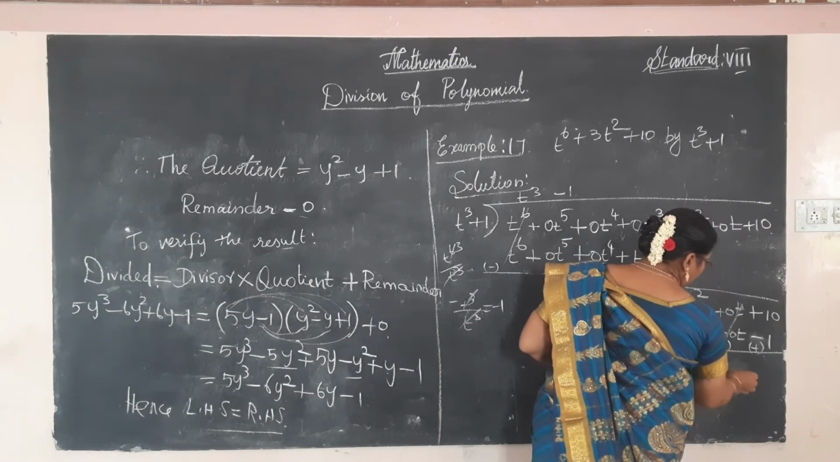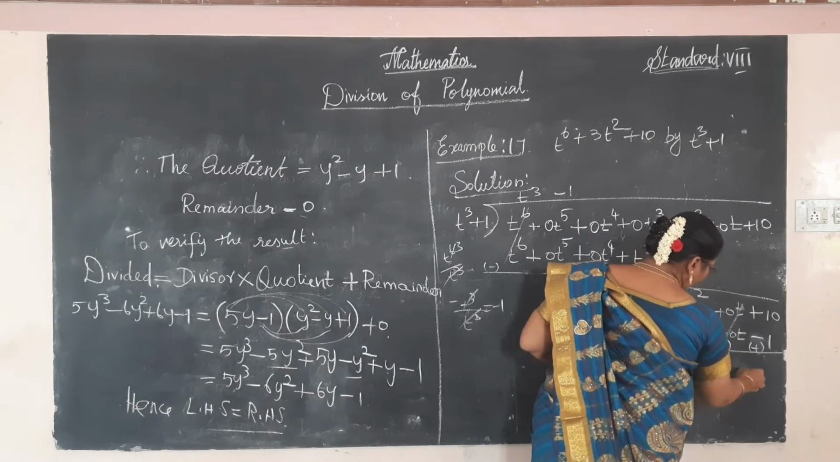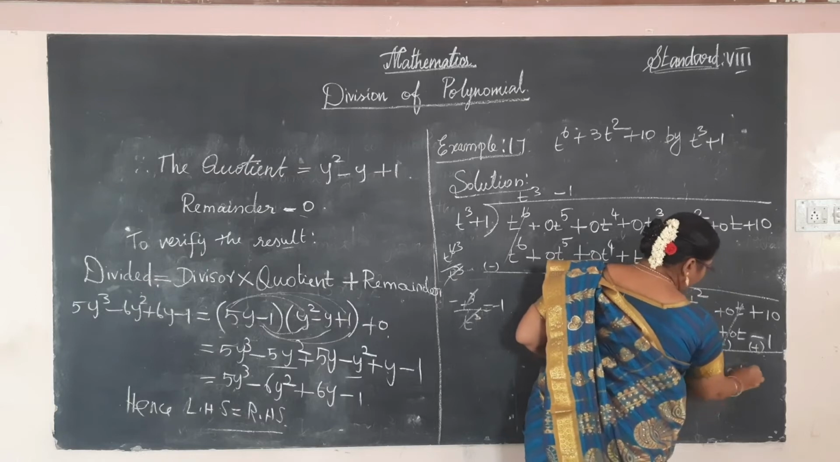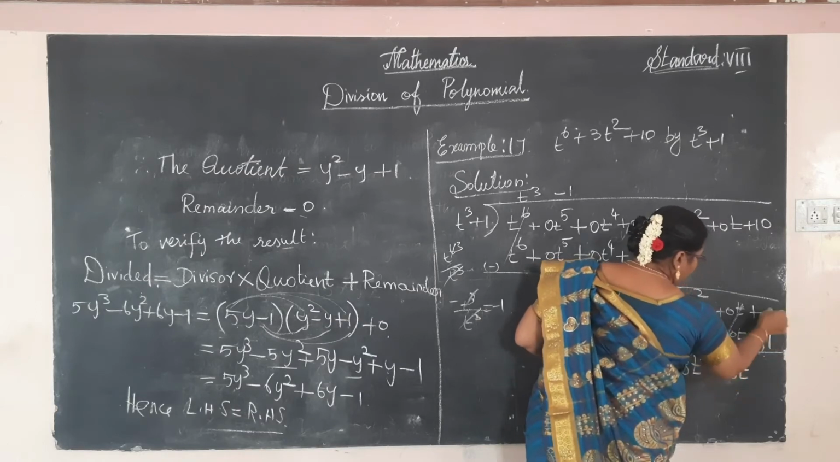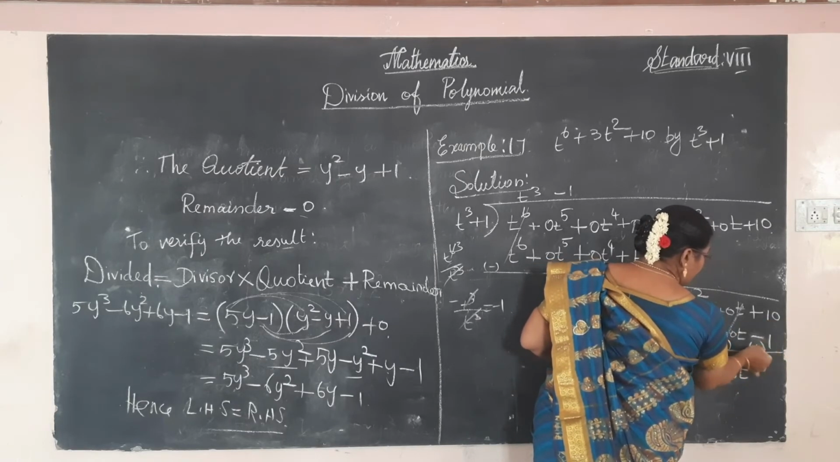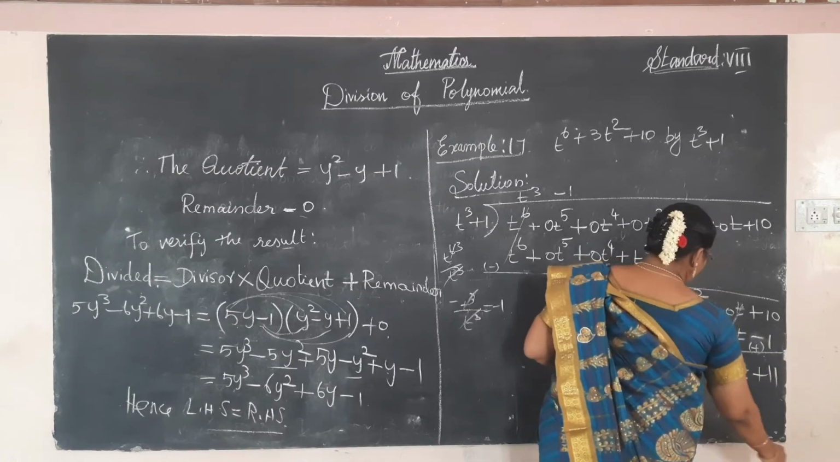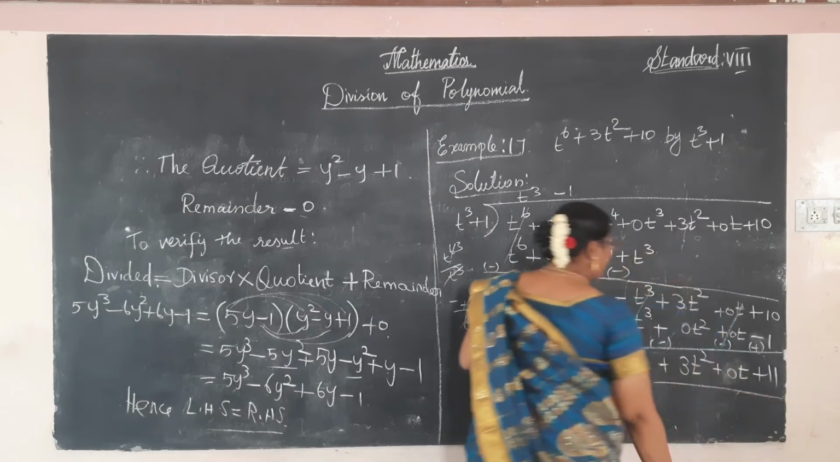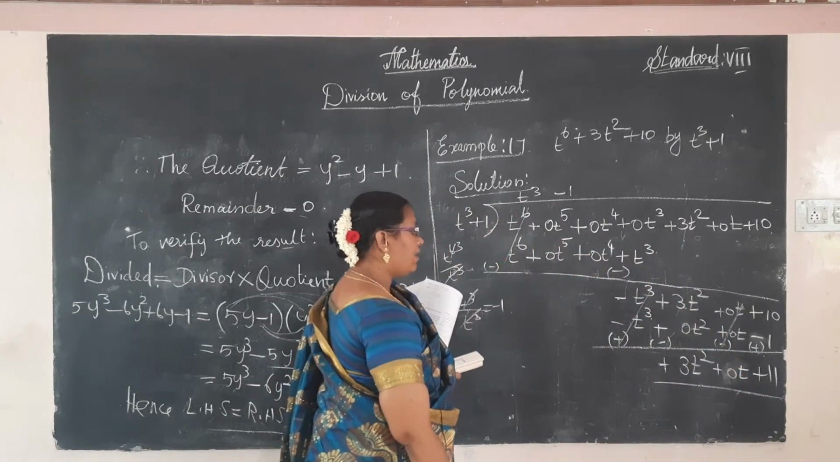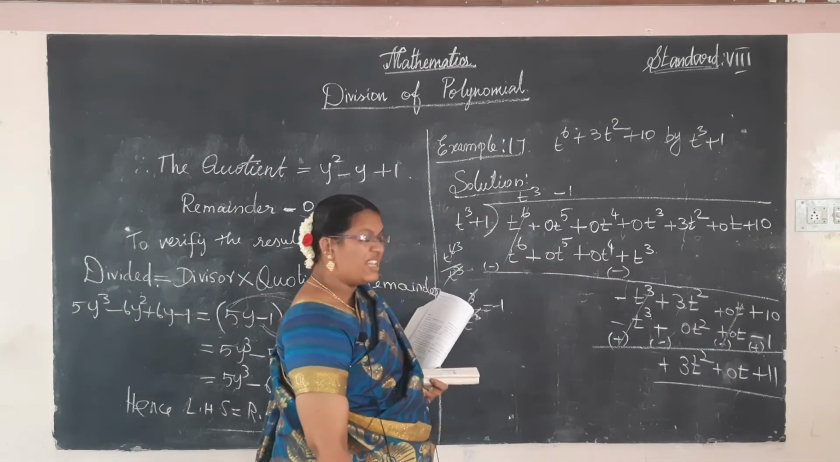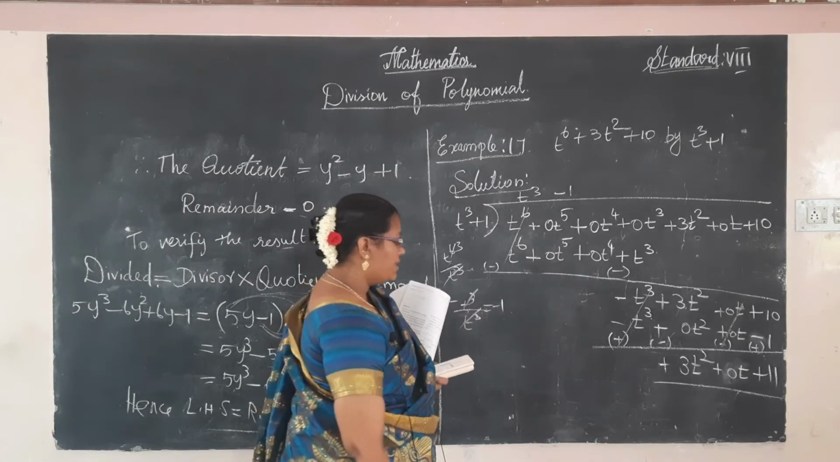Okay, right. And for your convenience I will write the next one. Plus 10 minus, sorry, plus 1. Both have the positive value, so the answer is plus 11. So what we get, the remainder is 3t square plus 11.